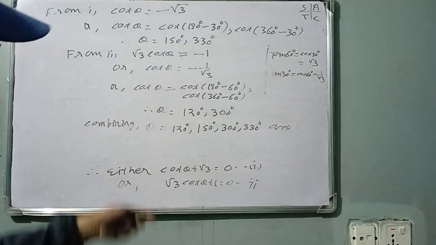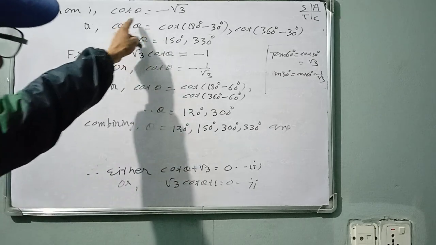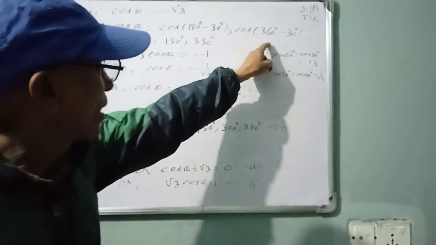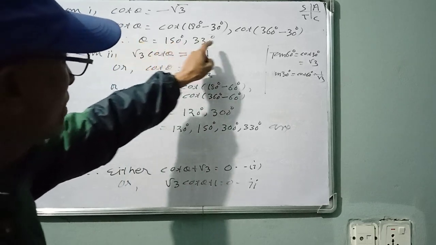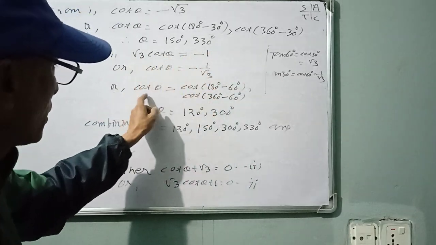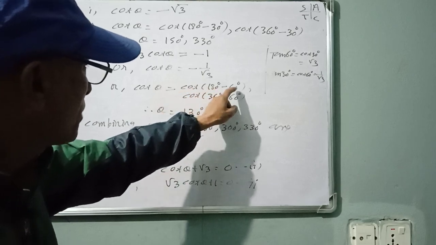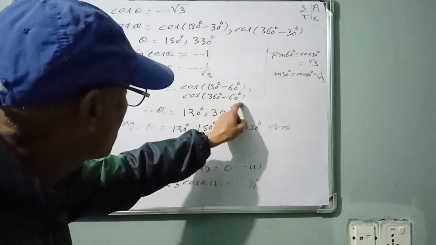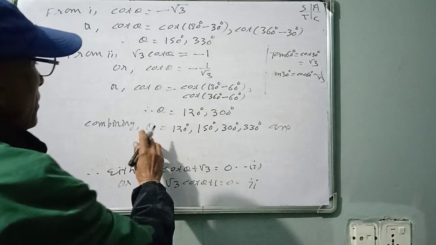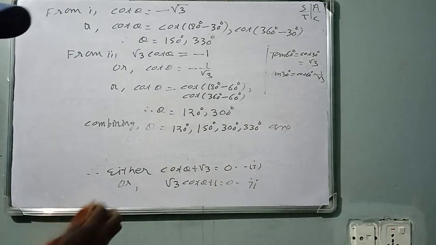First of all, you have to take LCM, cross multiply, make two equations. From equation 1, cot theta equal minus root 3, cot 30 equal root 3, remember. Cot (180 minus 30), cot (360 minus 30), from where you get theta equal 150 and 330. From equation 2, root 3 cot theta equal minus 1, cot theta equal minus 1 by root 3. Follow the same instruction: cot (180 degree minus 60) and cot (360 minus 60) give minus 1 by root 3. Therefore theta equal 120 and 300. Combining and arranging, theta equal 120, 150, 300 and 330 degree. There are four answers.